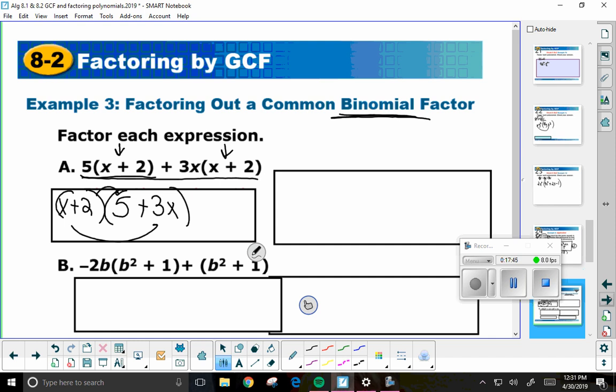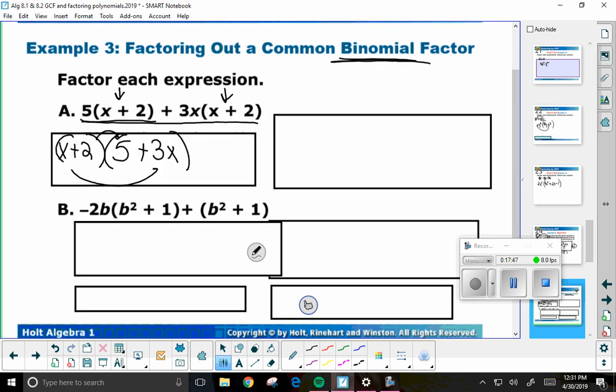And so this next one's done the same way. I'm going to pull out these 2 binomials. They're the same. b squared plus 1. And then I'm going to multiply that by negative 2b. And then, I just need to get the same thing here. So what would I multiply this binomial by to get the same thing, to get itself? And that's just going to be a 1.